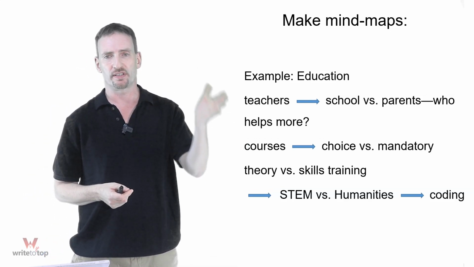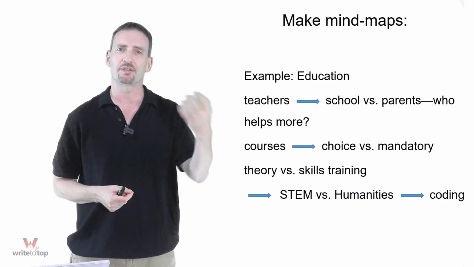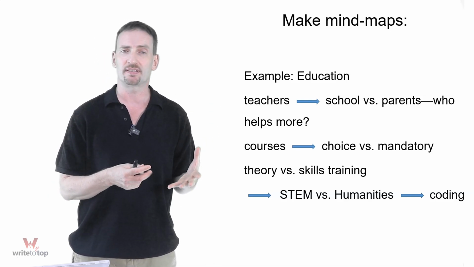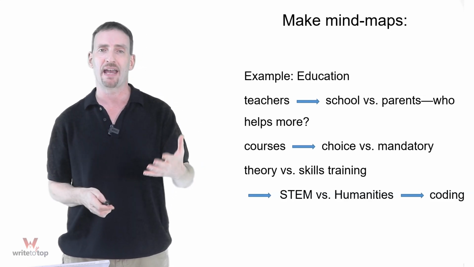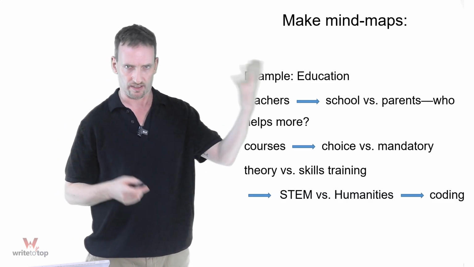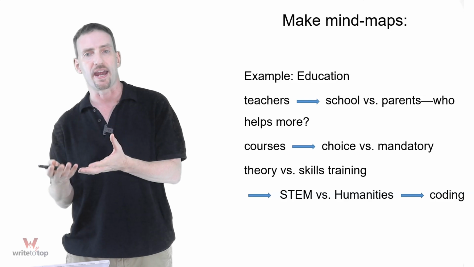And again, from courses, you're talking about theory versus skills. When you're thinking about skills, you're now thinking about STEM courses, science, technology, engineering, maths, or humanities, like the arts and philosophy and things like that. Which is more important? And then you're also thinking, why?